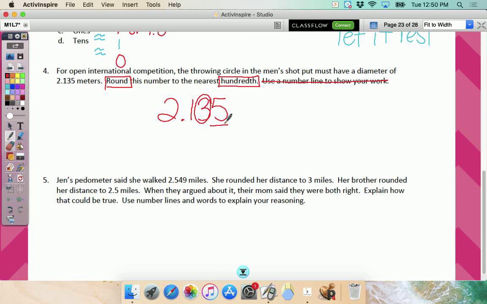So I'm going to look at the 5 to decide about the 3. Ethan, what should I do? Keep the 3 or add 1? Add 1. Okay. Now flex your muscles like a hero. Digits to the right change to 0. All the other digits stay the same. Okay, so this is how we would write the answer. Go ahead and write it.